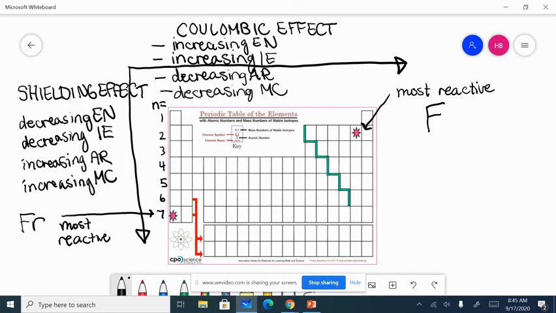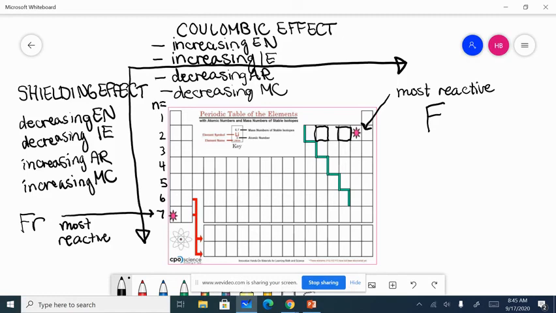So you can go through and compare two things. Let's compare carbon and oxygen. You might be asked, which one is more reactive? Well, it's oxygen because it's closer to fluorine. The closer you are to fluorine, the more reactive you are. Which one is the smallest? Well, oxygen is smaller than carbon because it's closer to fluorine. And when I say because, I don't mean that's the reason why. I mean that's how I can tell. Oxygen is more reactive than carbon because it is smaller.